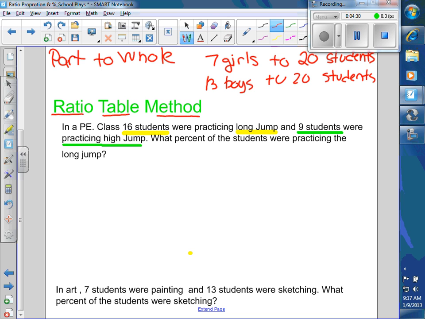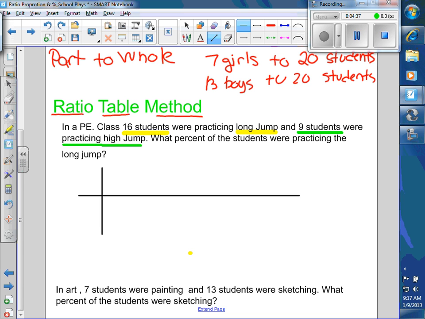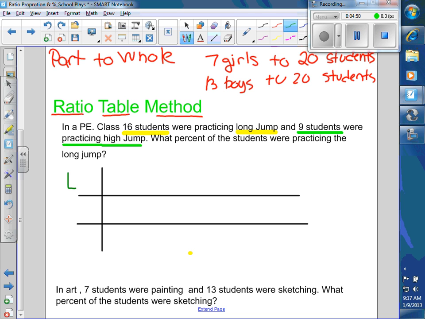This is called the ratio table method. You make a chart, just draw a line, it doesn't have to be fancy. And you're going to write in there the parts and the whole. So what's one of the parts, Claire? Okay, long jump, right? It's 16. What's another part? Yeah, Isabella? So there's the high jump, there's 9 students, and so what's the whole, Mark?